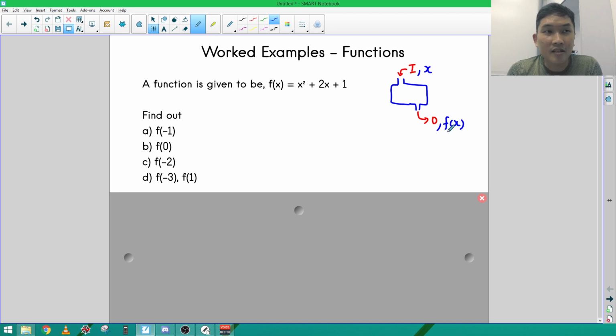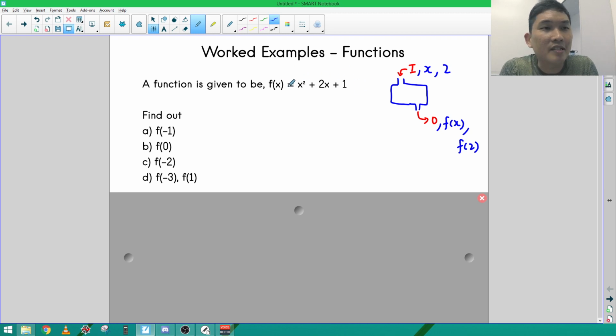Okay, and let's say that x is a fixed value like 2. So if you put 2 in, the output you will get is f of 2. Okay, so now let's look at the example over here.